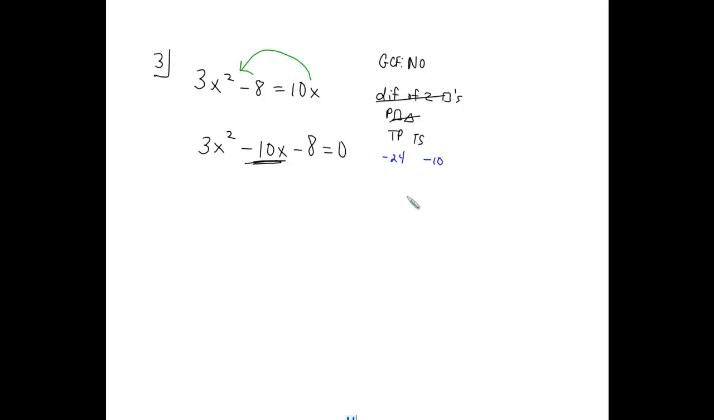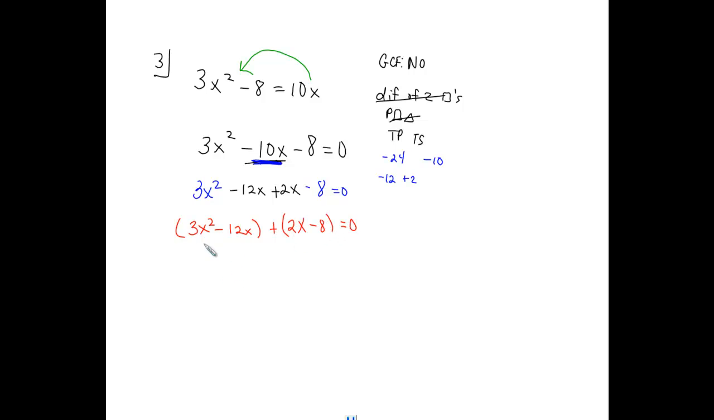The two numbers that multiply together to give me negative 24 but combine to give me negative 10 are negative 12 and positive 2. So this is what I'm going to replace negative 10. 3x squared minus 12x plus 2x minus 8 equals 0. Now let's group these together. 3x squared minus 12x, plus 2x minus 8 in the second group.